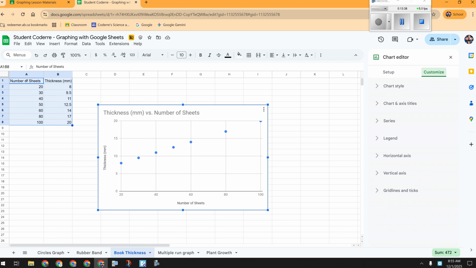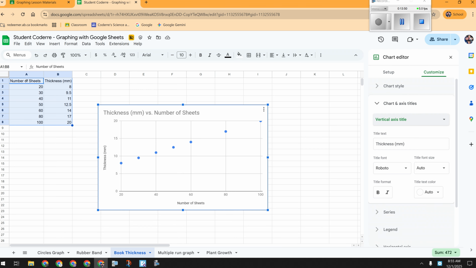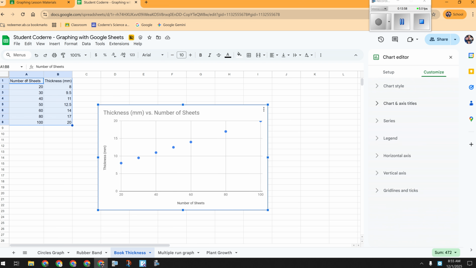All right, so if I wanted to go to Chart, Axis, and Titles, there is where I could change the title. I would just click in here and type something else. If I wanted to change the y-axis, I would go to the vertical axis where it says thickness in millimeters, and I could change that. That's where you would make those kinds of adjustments. Those are fine, so we're not going to do anything there. We want to click on Series. Series is where we'll do the bulk of our work when we build the graph.